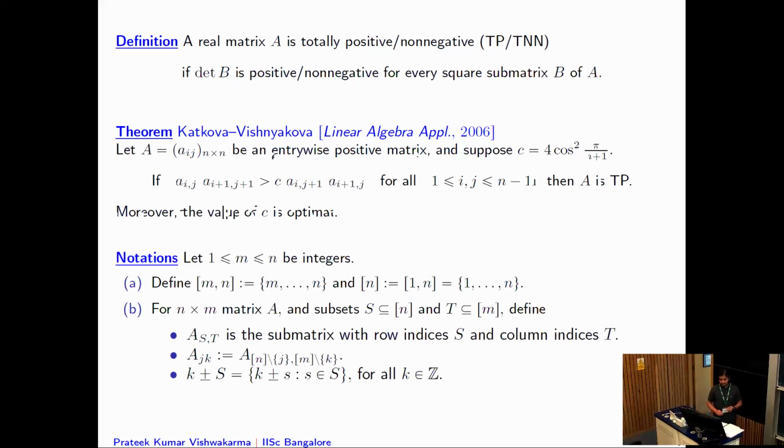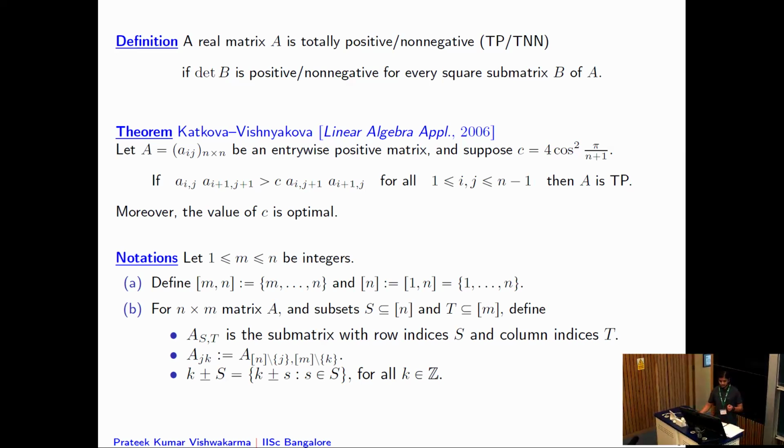Further, I'm going to use some standard notation. I will use box [m,n] to denote the set of all integers m through n, box [n] to denote the set of all integers 1 through n, and A subscript S,T to denote the submatrix in which the rows are indexed by S and columns are indexed by T. I will use A_(j,k) to denote the submatrix in which the jth row and kth column are absent, and k plus or minus S to denote the corresponding translation of the set S.